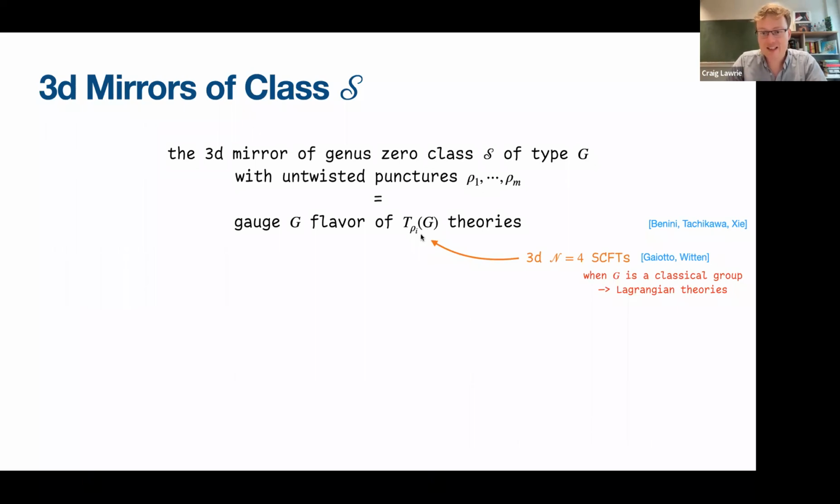So you don't necessarily need to understand the details of these theories, but these are some 3D N=4 SCFTs. And when G is a classical group, then these are all Lagrangian theories. Okay, so that was the case with untwisted punctures. What happens when you have twisted punctures?